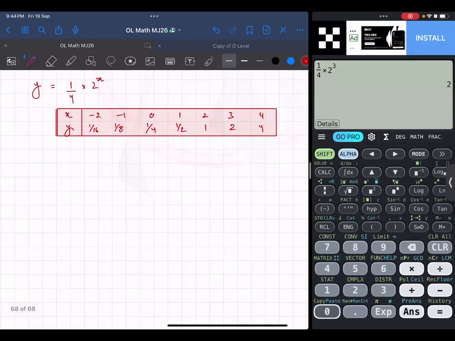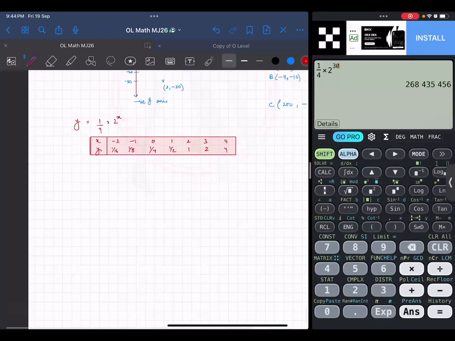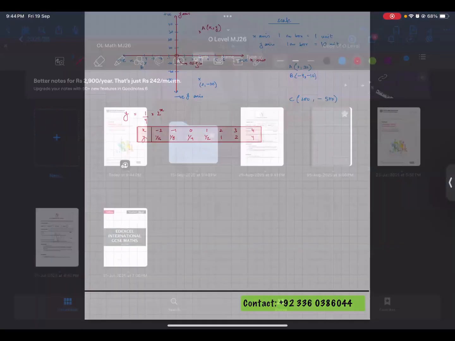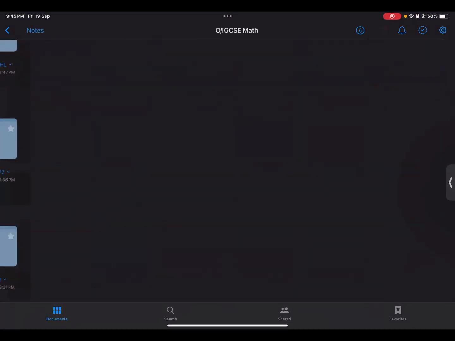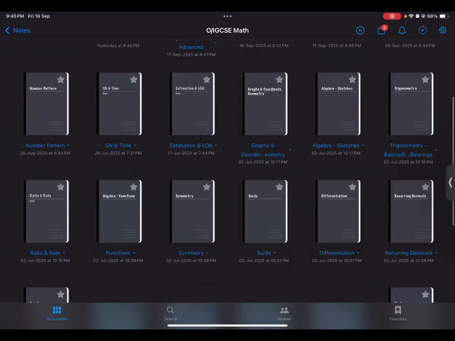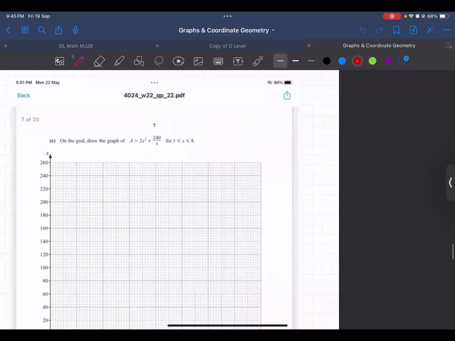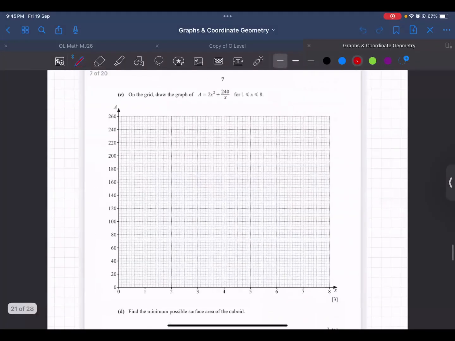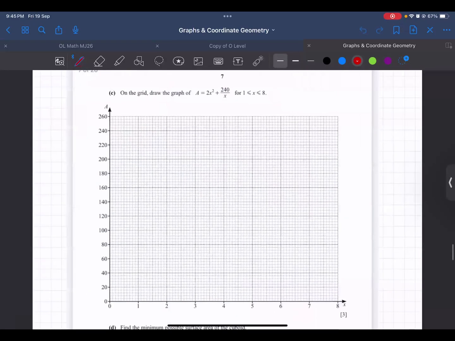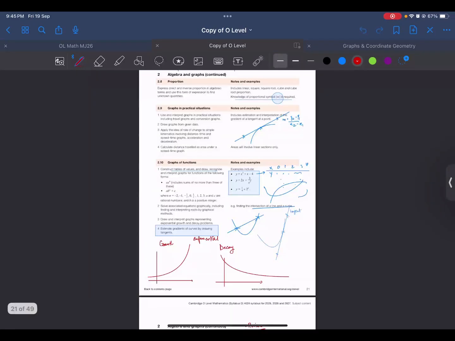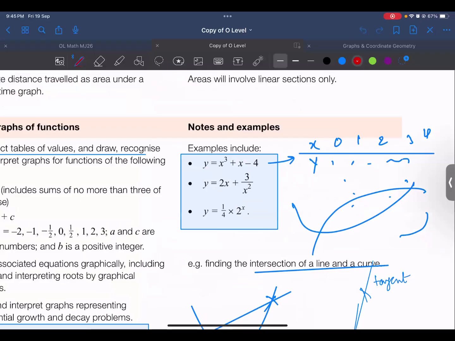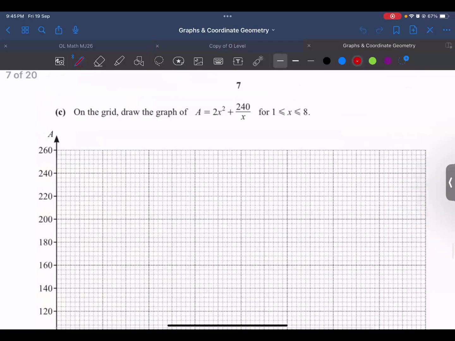So now what will you do? They will give you a single sheet like this. Graphs and coordinate geometry, this is the question. Look, this is how they would give you the question, in the exact same format as in the syllabus outline. Look, 2x plus 3 upon x square, something like that. Look, 2x square plus 240 upon x.